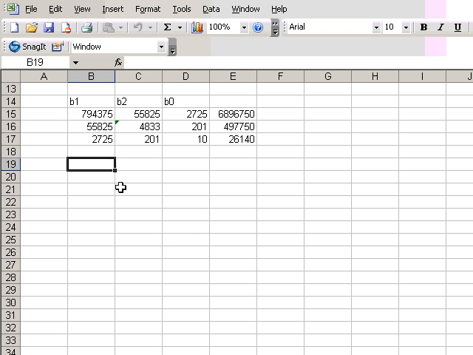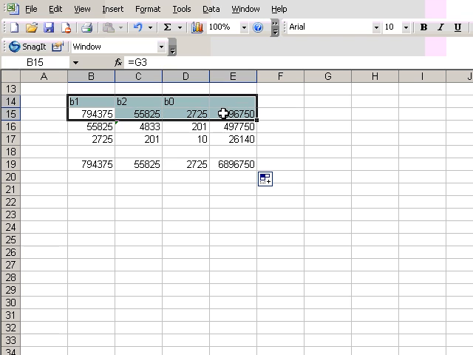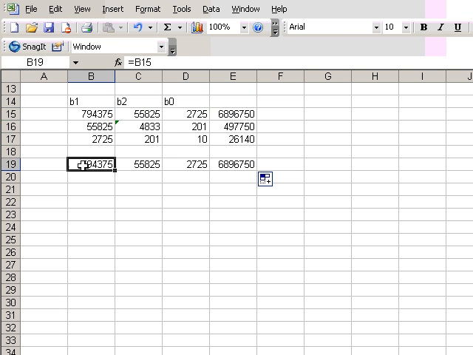So, in this cell, I'm going to say that the value here is equal to B15. And I'm going to drag that across so that now I have essentially just reproduced this line and this line. Next, I'm going to develop an equation that includes only B1 and B2. This means I'll eliminate B0.